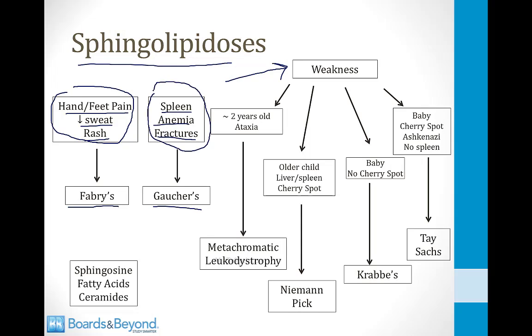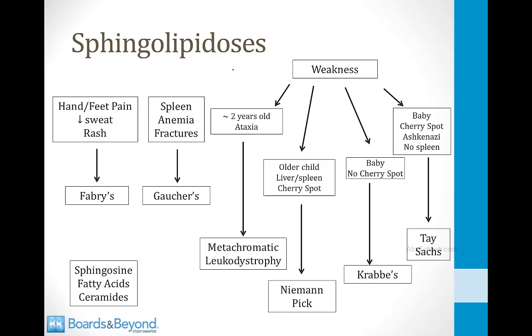Another reason to think of Fabry's disease and Gaucher's disease together is because they both have enzyme replacement therapies that are available. And in addition, patients with these two lysosomal storage diseases can live well into adulthood. Some patients with Gaucher's disease even have a normal lifespan, and that makes them unique among the lysosomal storage diseases.